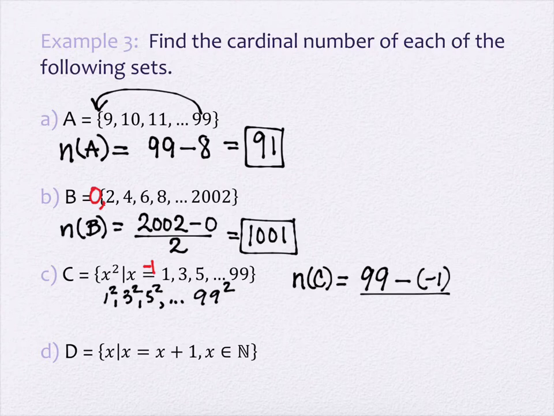And once again, we're skip counting by 2s. It feels a little more awkward because they're odds instead of evens, but we're still skip counting by 2s. So what is 99 minus -1? 100, because it's really plus, right? And 100 divided by 2 is 50. There are 50 numbers in that set. They aren't 1, 3, 5, 7, 9. They're 1 squared, 3 squared, 5 squared, and so forth. But the number of them is still 50.